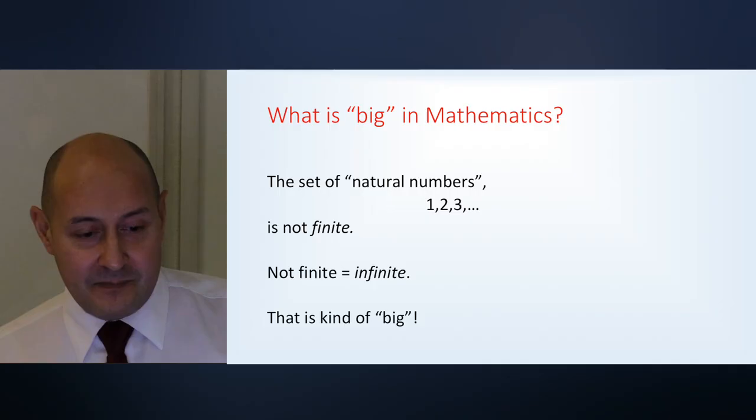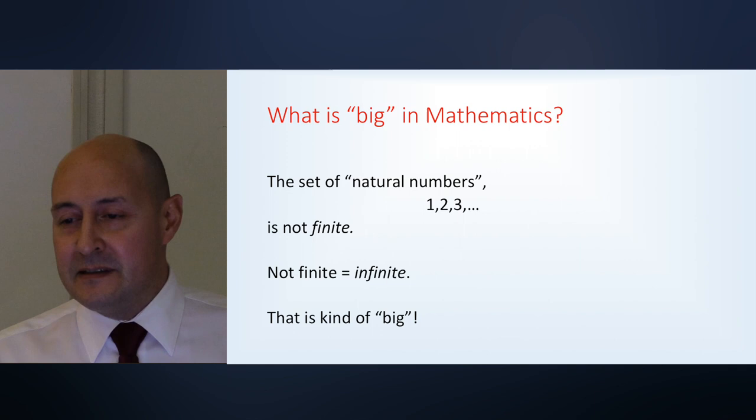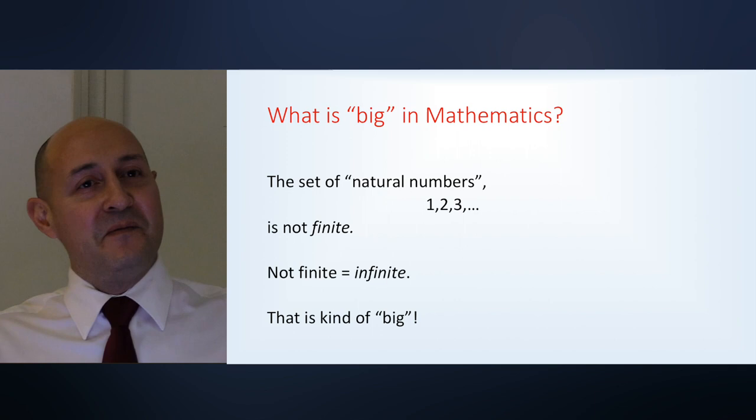You just add one, and then you have an even larger number. And you can continue forever, all right? So that means the set of numbers is infinite. You will never stop doing this. So that is kind of big in mathematics, right? Every number that you imagine, it doesn't matter how big it is, it's going to be small, because there's always something bigger.